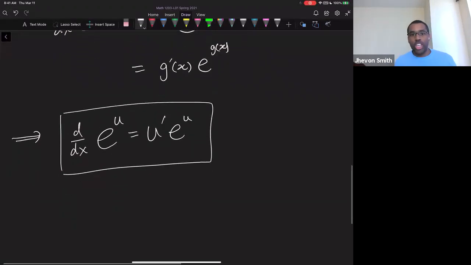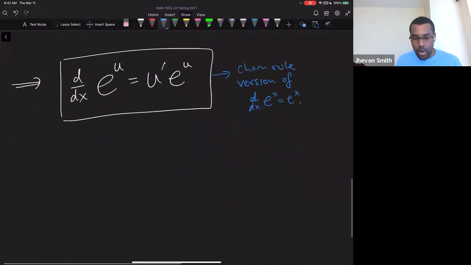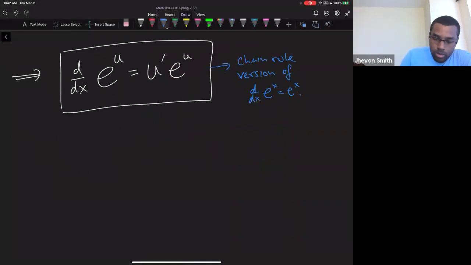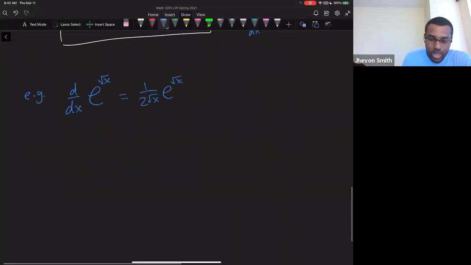Okay. So this is the chain rule version of that rule. Now maybe I'll do some examples. If I ask, what is the derivative of e to the square root of x? Well, that's just going to be 1 over 2 root x, e to the square root of x. You just differentiate the power and multiply by the original function. That's how you differentiate an exponential.